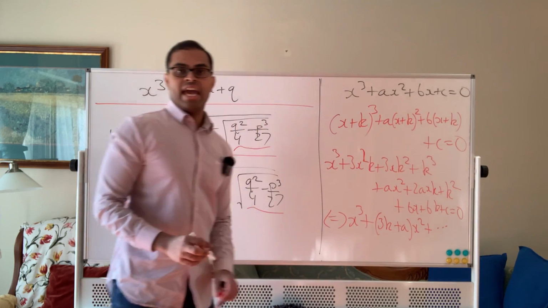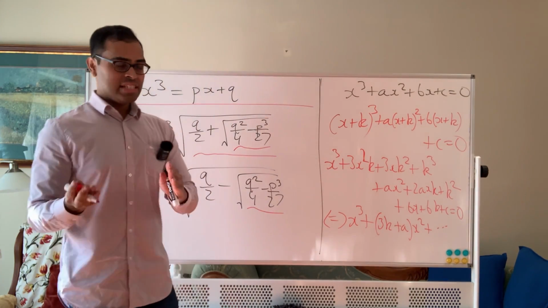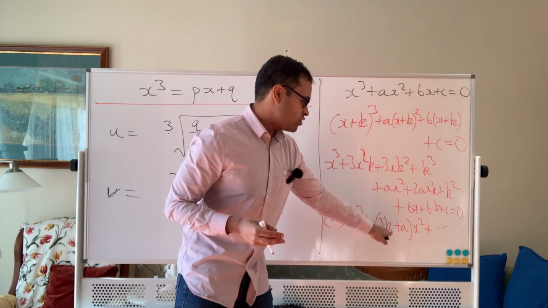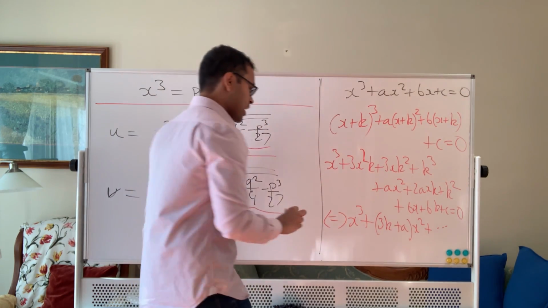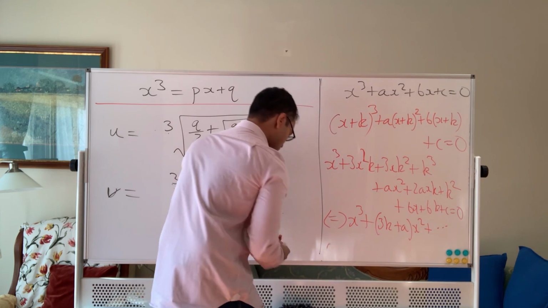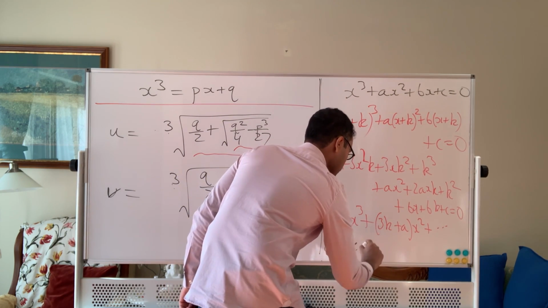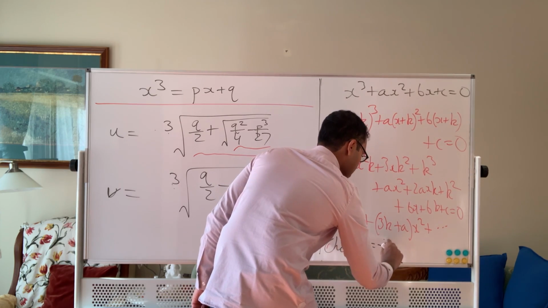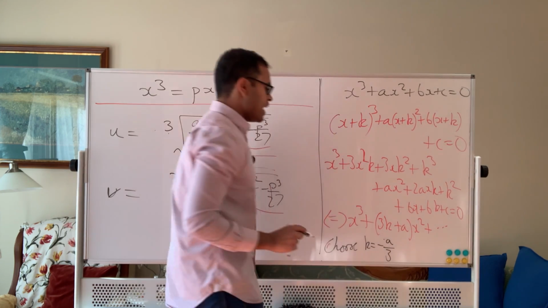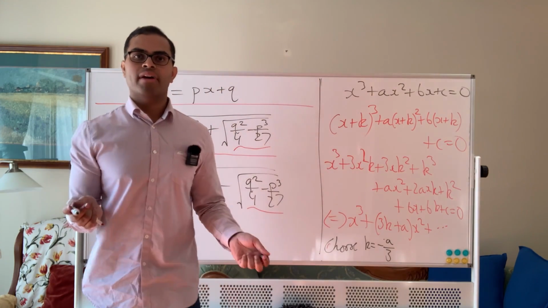And you can choose k. You choose your k, it's a constant. We're trying to figure out what is a nice choice. You choose the k so that 3k is minus a. So the conclusion is: choose k equals minus a over 3. And then your new equation, once you've added k to x, is going to not have an x squared coefficient.